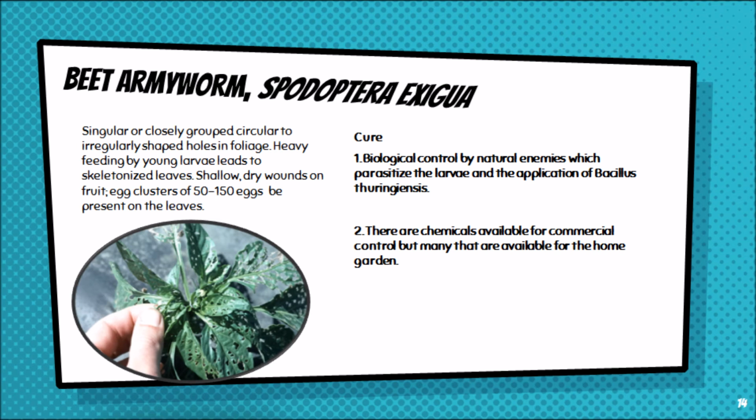So the cure for this type of insect infection of the chili plant: first, do biological control by natural enemies which parasitize the larvae, and apply Bacillus thuringiensis. There are chemicals available for commercial control, but many that are available are for the home garden only.